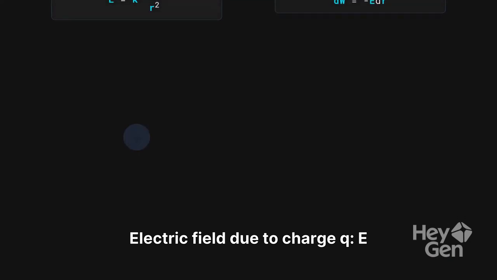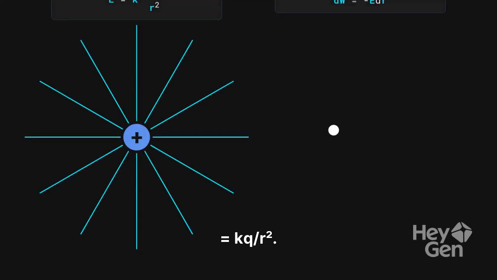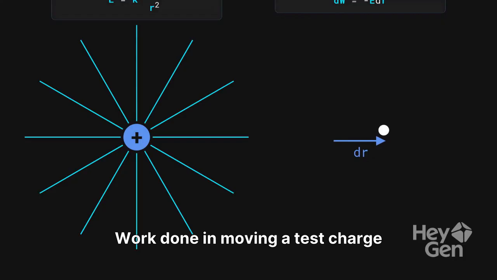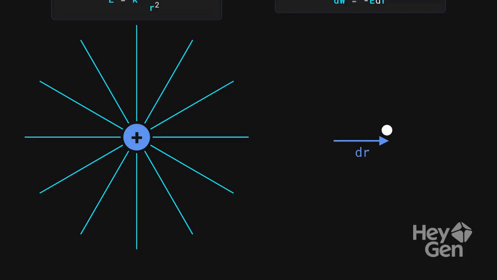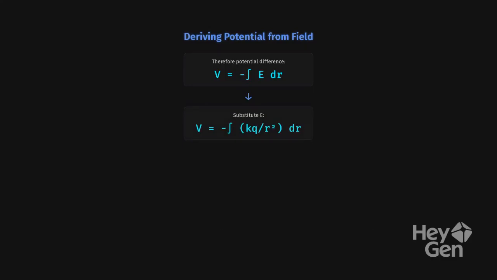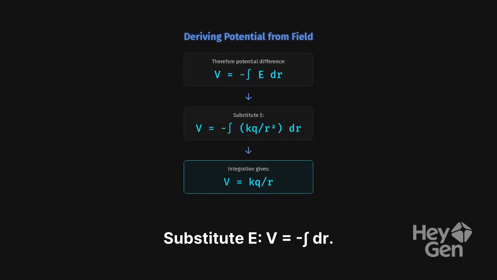Electric field due to charge Q. E is equal to KQ/R². Work done in moving a test charge dQ through displacement dr. dW is equal to E dR. Therefore, potential difference V is equal to the integral of E dR. Substitute E. V is equal to the integral of KQ/r² dr. Integration gives V is equal to KQ/R.